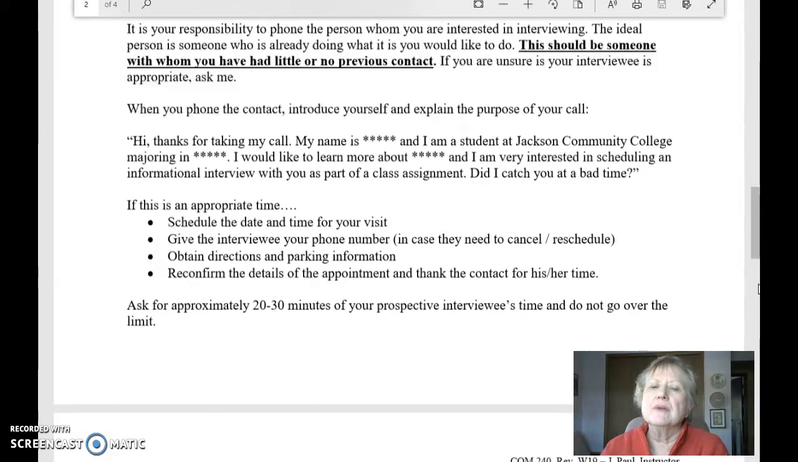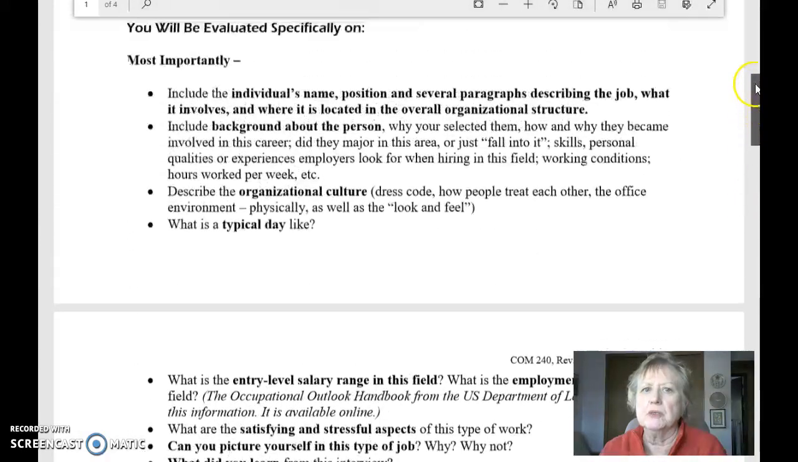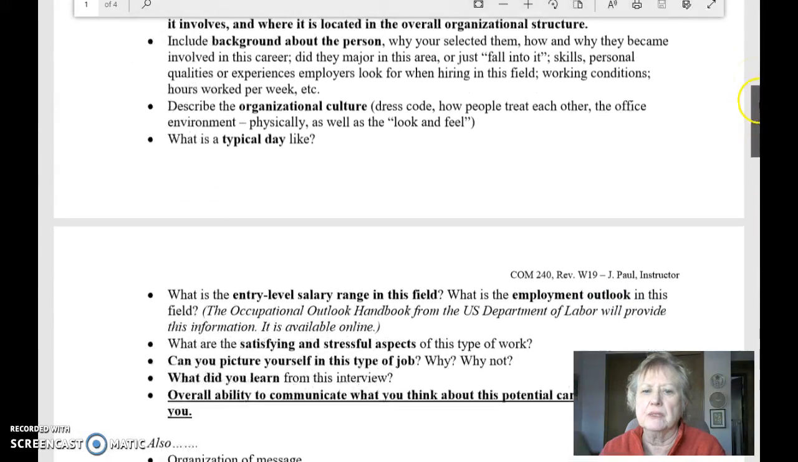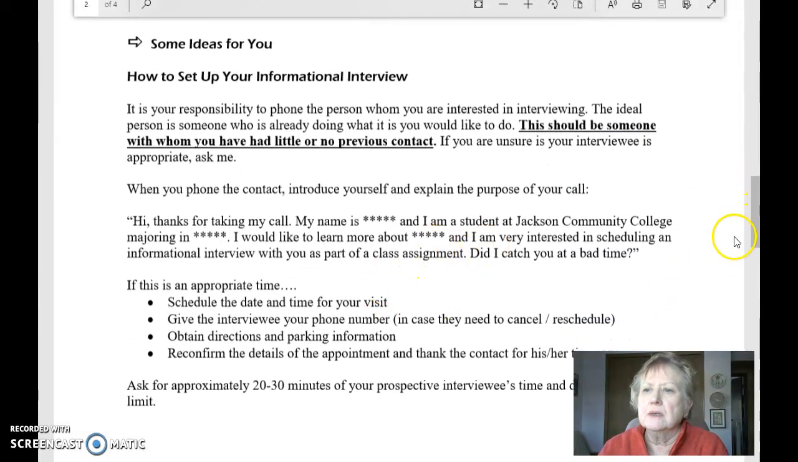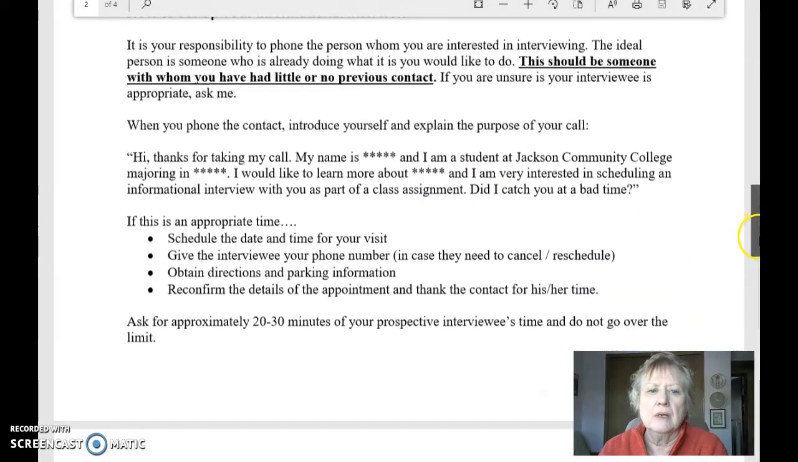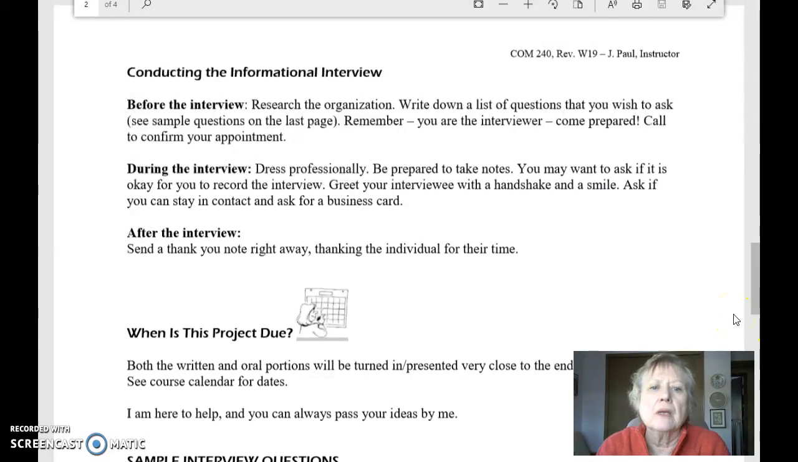I recommend to have your questions written up ahead of time, and at least the ones most important to ask. Sometimes you end up going off into other areas, which is fine, but you definitely want to include all of the bulleted points that we've gone over further up here that must be included. The person's full name, position, everything that's there, those bullet points. So I will let you read that on your own at your own leisure.